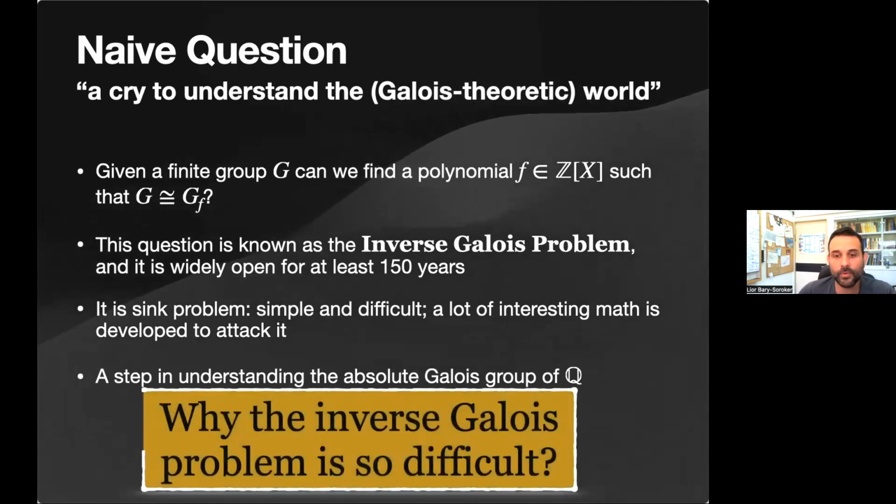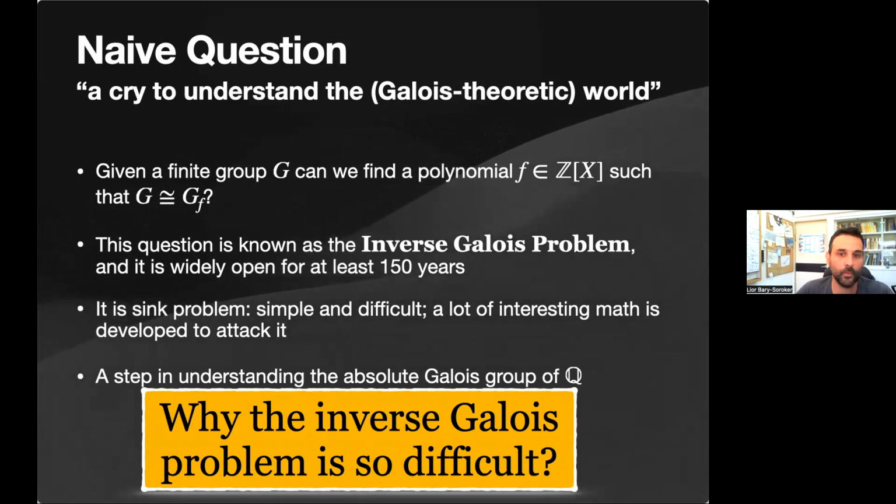And I want to understand in this talk why this problem is so difficult. Not how to solve it, because I don't know how to solve it, but I want to understand why I can't solve it and why other people cannot solve it. This is something that I want to understand. Okay? By the way, if you have any questions, don't hesitate to ask me or to stop me. Okay?